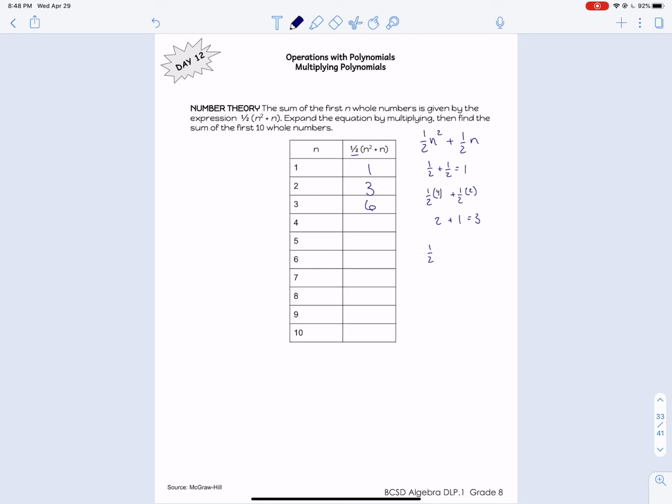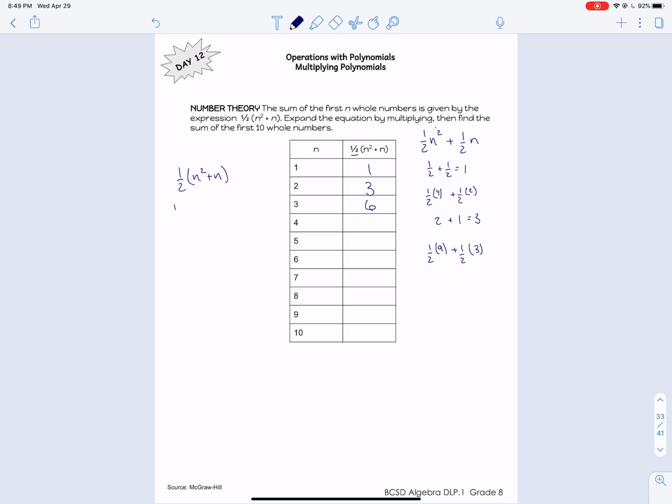So we have 1/2, and then 3 squared is 9, plus 1/2 times 3. Now, this is what it said to do. Multiply and then find the sum. But you don't have to. You could always just leave it and use order of operations, simplify inside the parentheses, and then multiply by 1/2. So when we have odd numbers, like 9 and 3, it's going to be a lot easier just to do it this other way.